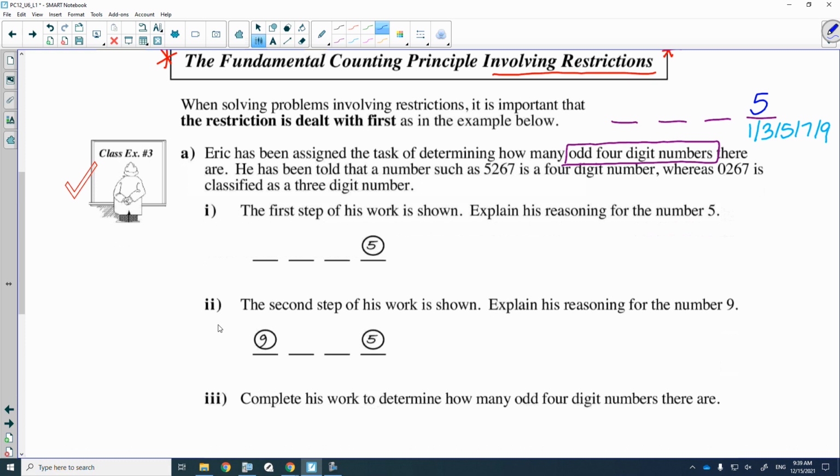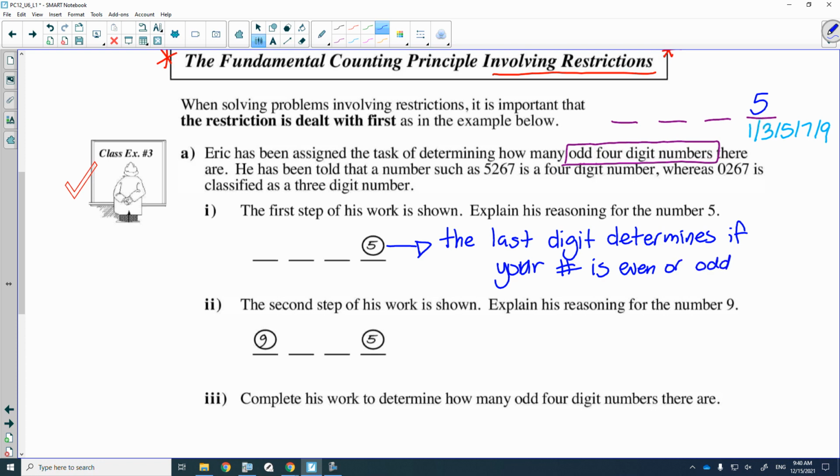Okay. So what it says is the first step of his work is shown. Explain the reasoning for why he put a 5 here. So he set up 4 stages because it's a 4-digit number. And the reason why he put the 5 here is because the last digit determines if your number is even or odd. The reason why he put the 5 is because these are the digits that would make your number odd: 1, 3, 5, 7, or 9. So the restriction is it's odd, and there's 5 possible numbers.